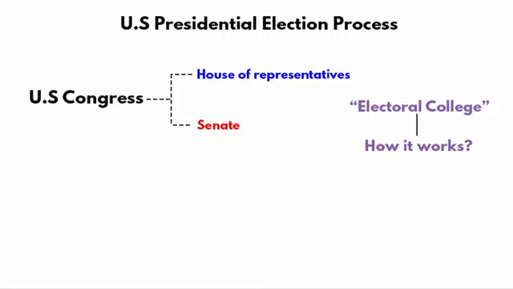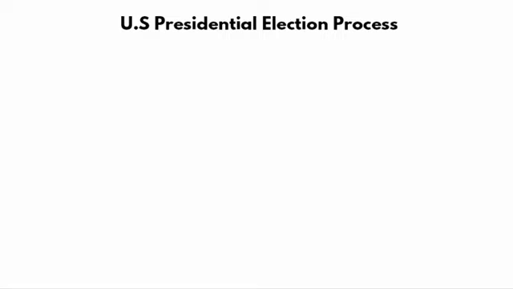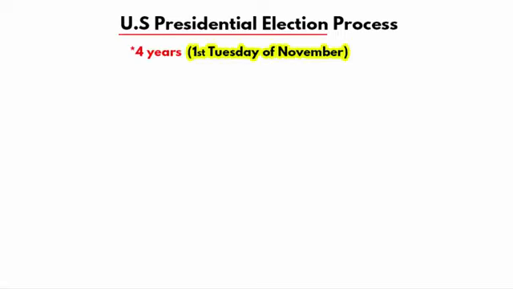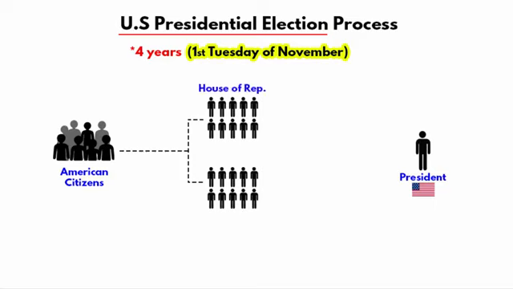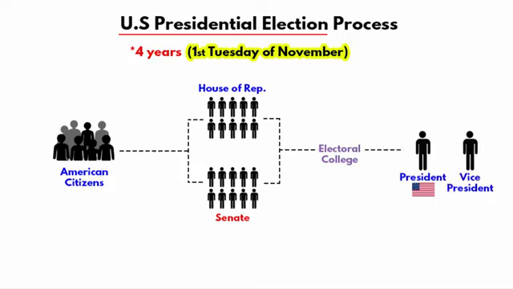So let's begin. The US presidential election is held every 4 years. It occurs on the first Tuesday of November. When Americans go to vote, they don't vote for the president directly. The US president is not chosen directly by the voters. Instead, American citizens vote for a group of officials who make up the Electoral College. The word college here simply refers to a group of people whose job is to choose the president and the vice president of the United States of America.